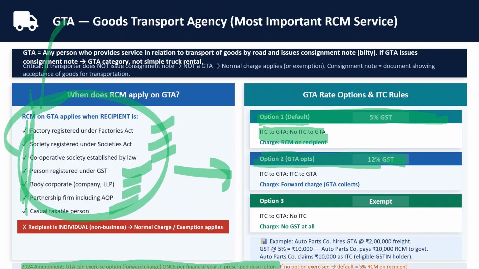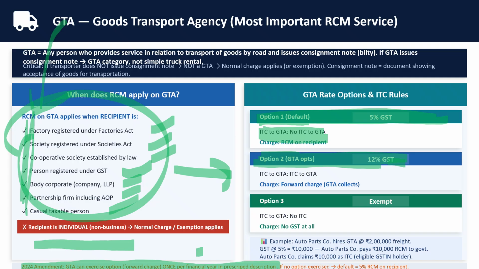Then in those situations, if the GTA opts for the forward charge mechanism, the recipients don't need to pay the GST under RCM because the GTA has opted for the forward charge mechanism. In the third case where it is applicable, generally the recipient is an individual or non-business, the reverse charge mechanism.